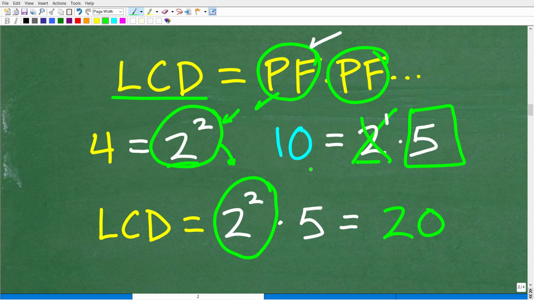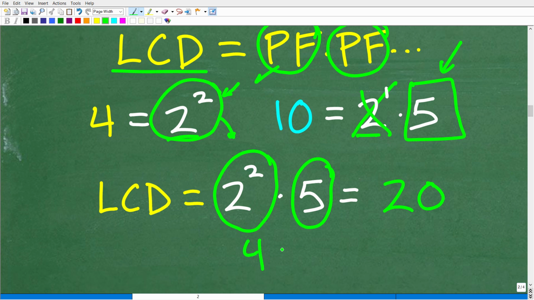Now, what other prime factors do we have? Well, we only have one other, so we need 5 represented as well. Okay, so our LCD is going to be 2 squared times 5. 2 squared, again, is going to be what? That is 4, right? Times 5, which of course is 20. And that is how we get to the LCD.